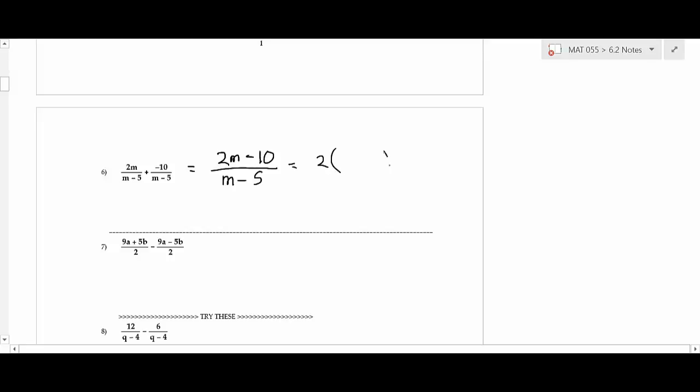So I'm going to take a 2 out of the top, and that will leave me m minus 5. That's how you factor that numerator. We've been doing that all class. Then what happens? That crosses out. What's the answer? 2. Okay, so that's the idea.